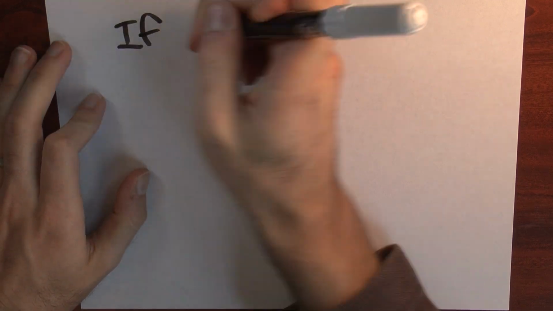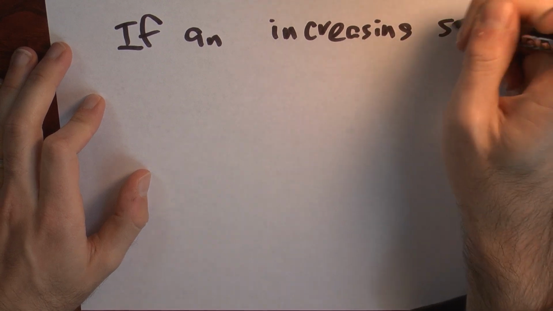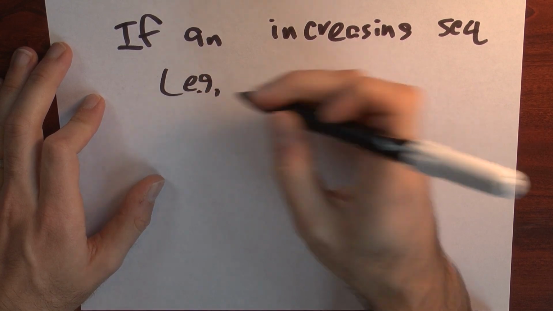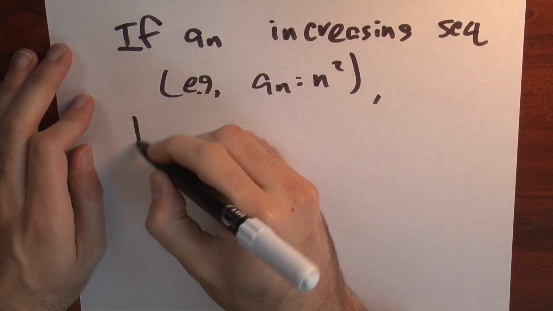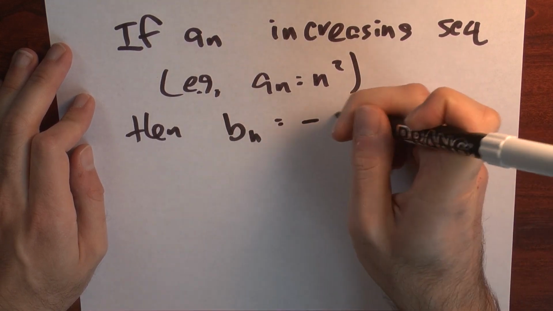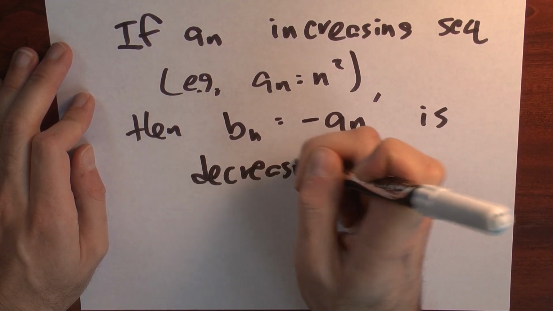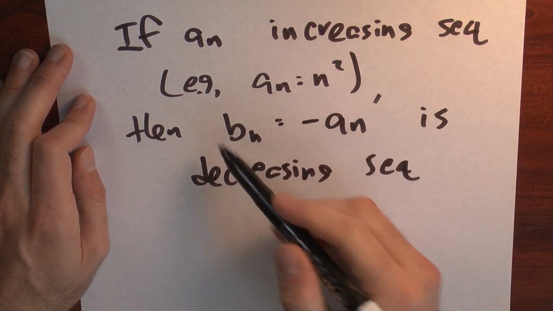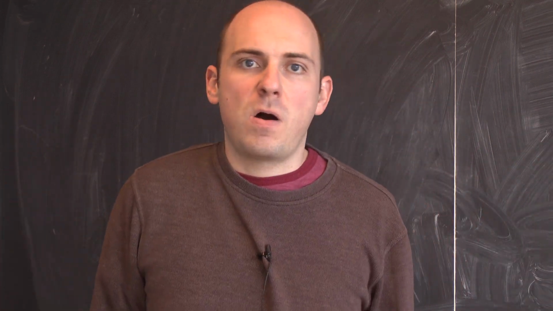Well, if a sub n is an increasing sequence, an example of this would be the example we just saw, a sub n equals n squared. Well, if I've got an increasing sequence, then the sequence b sub n, defined by just negating the terms of a sub n, is a decreasing sequence. Right? If the terms of a sub n are getting larger, the terms of b sub n are getting more negative, they're getting smaller.